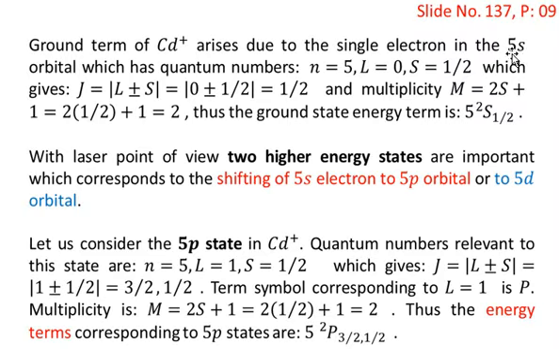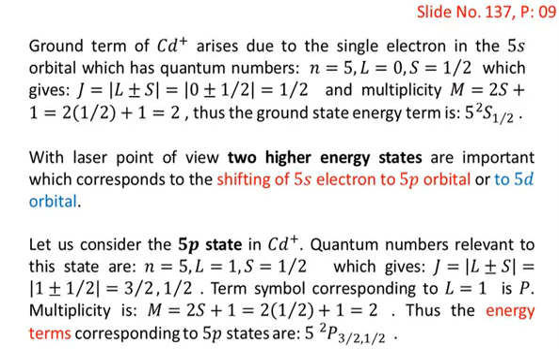So the cadmium ion has only one electron in the 5s orbital, with the ground energy term represented by 5 2S 1/2. From the laser point of view, two higher energy states are important, which correspond to the shifting of the 5s electron to 5p orbitals or to 5d orbitals. So let me show you the diagram so that we can have an idea.